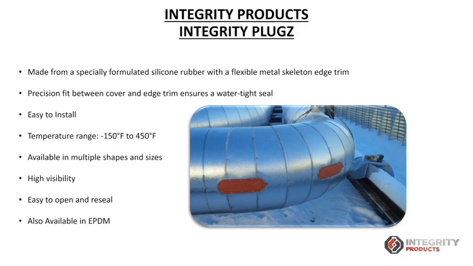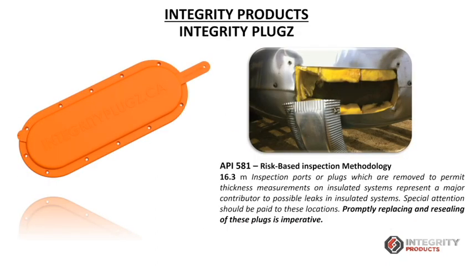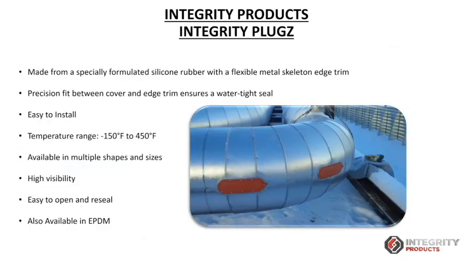They will allow retaining a moisture barrier on the pipe, and also allow the inspection persons to do the inspection. They can open this inspection port, conduct their inspection, and reseal it, keeping the moisture barrier. It's made from a high temperature silicone, applied on a flexible metal skeleton edge trim. So basically it's a flexible metal that allows it to precisely sit on any surface profile or any curvature, any radius.